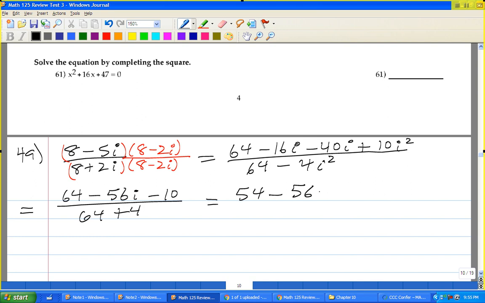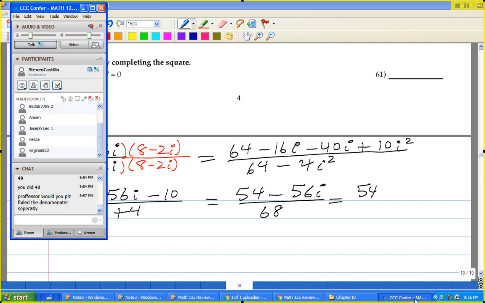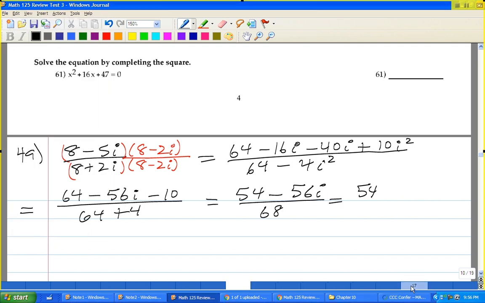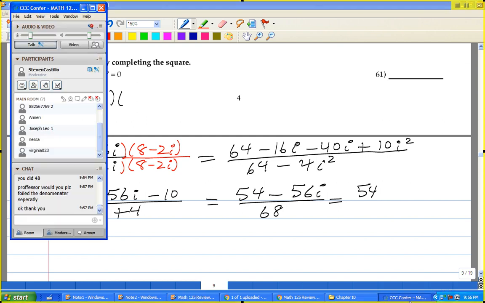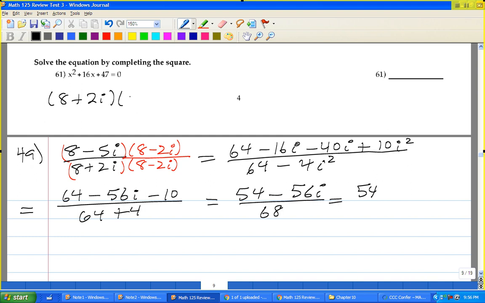minus 56i over 68. Okay. And so let me write this as 54. Sure, let me do that. Okay, so let's do 8 plus 2i times 8 minus 2i. So let's multiply this out.